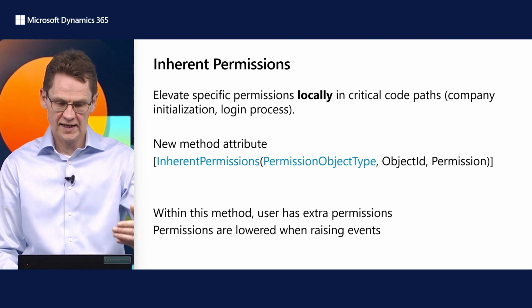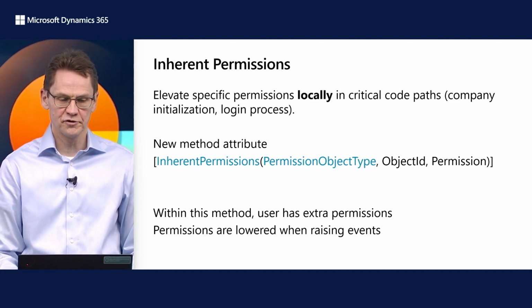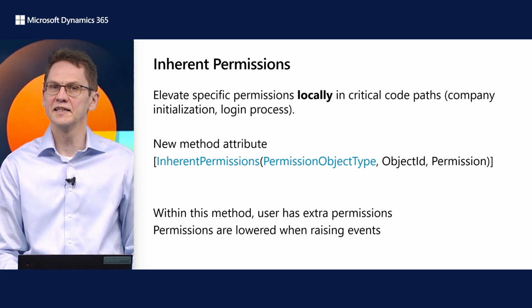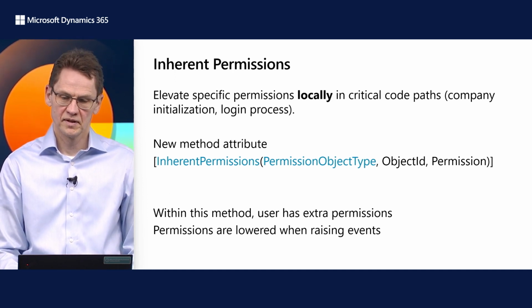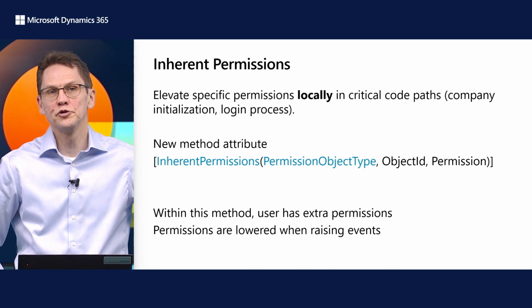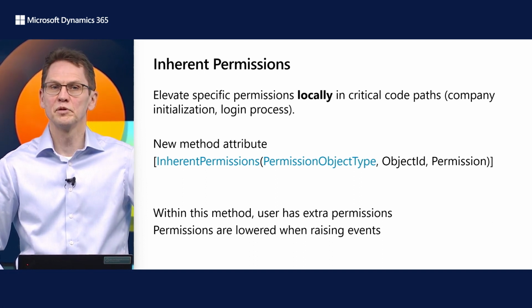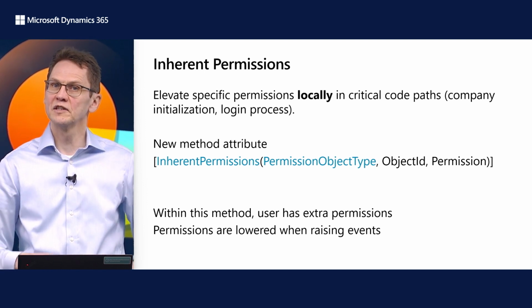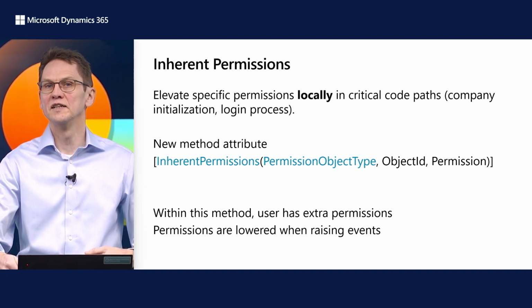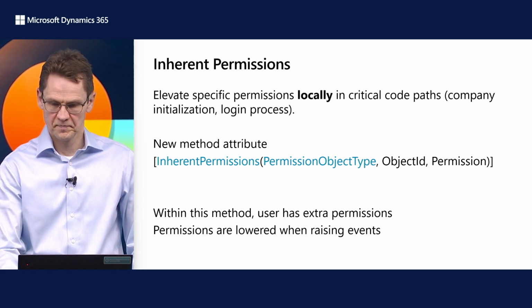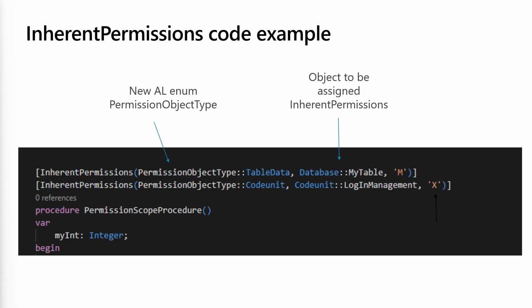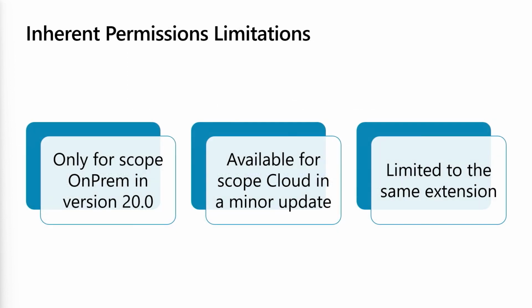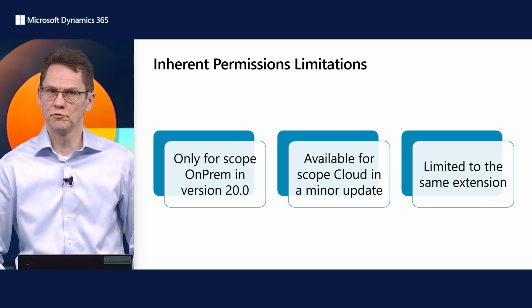Within the method that you have given this attribute, where you specify the object type ID and the permission you want to grant, there the user has these extra permissions. If an event is raised during this method, then the permissions are lowered again, so that event subscribers do not run with these extra permissions. Here you can see an example of adding extra permissions to a codeunit and a table for this particular procedure. There are a number of limitations by design for inherent permissions.